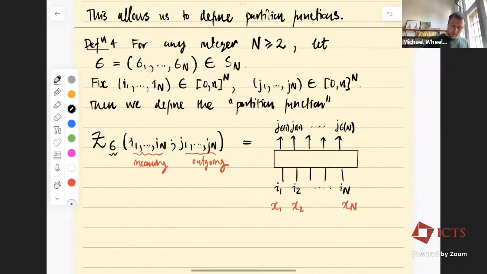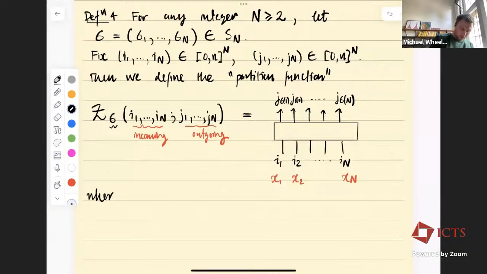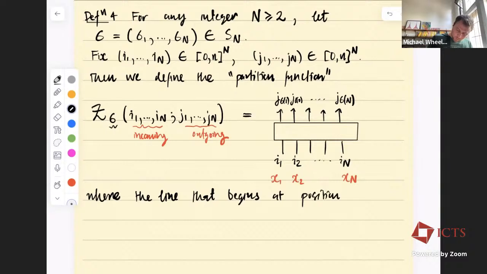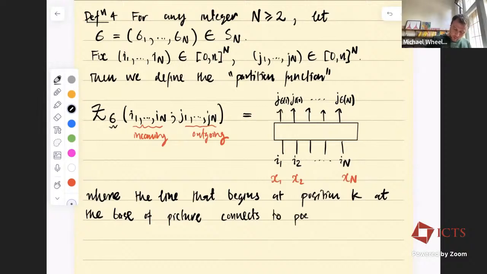And so the convention here is that the line that begins at position k at the base of the lattice connects to position sigma sub k at the top.